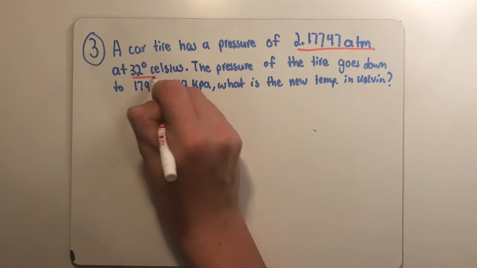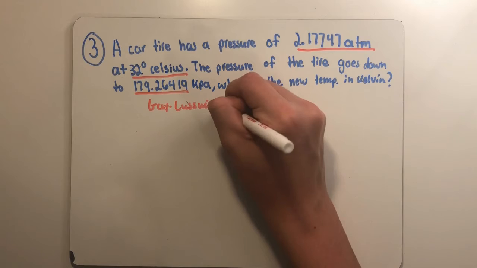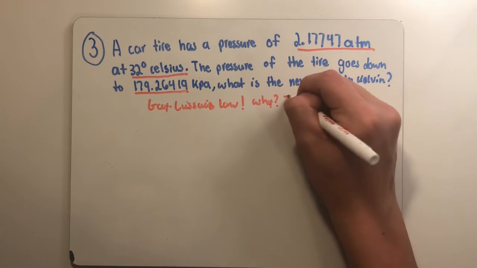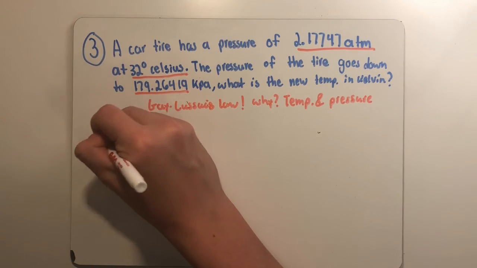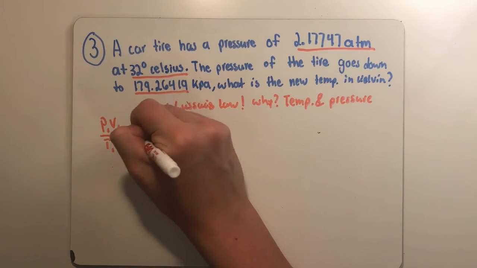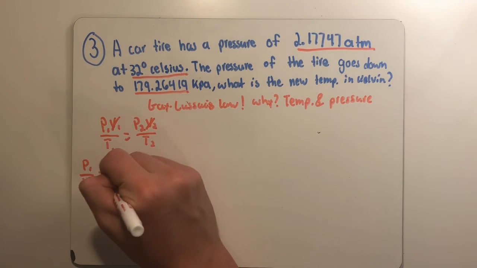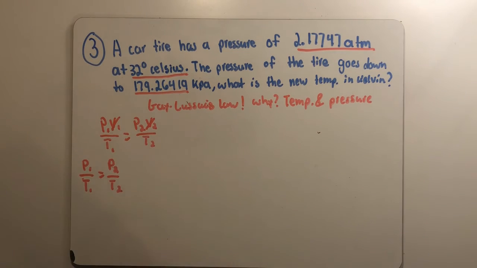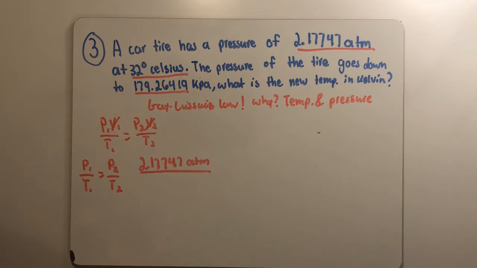Question 3. A car tire has a pressure of 2.17747 atm at 32 degrees Celsius. The pressure of the tire goes down to 179.26419 kilopascals. What is the new temperature in Kelvin? I know I'm dealing with Gay-Lussac's law because I'm only dealing with temperature and pressure in the question and not volume. I can cross out volume because volume is constant. I'm left with P1 over T1 equals P2 over T2.